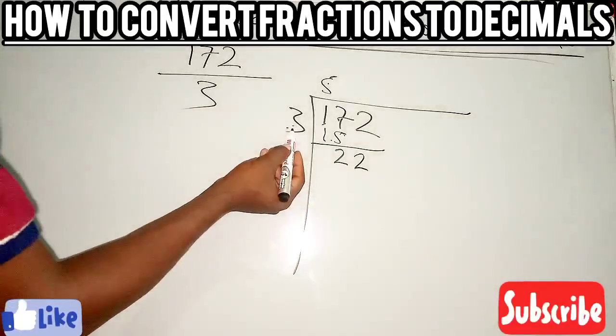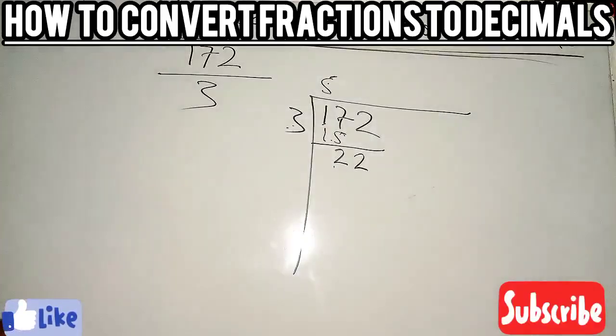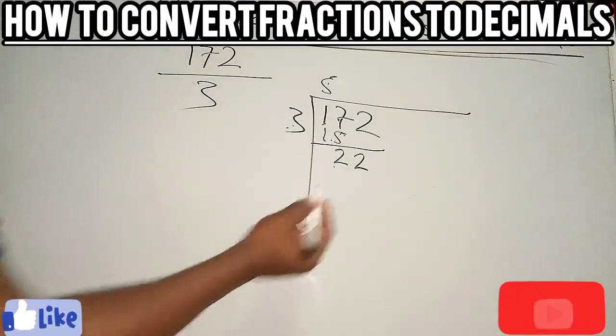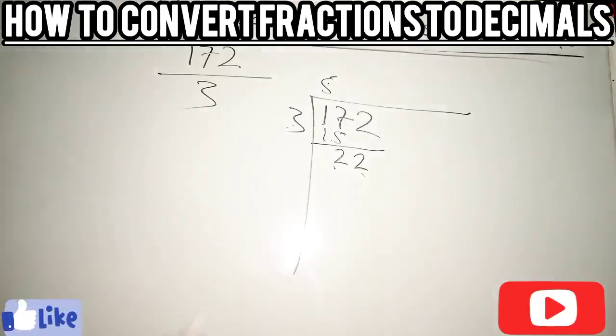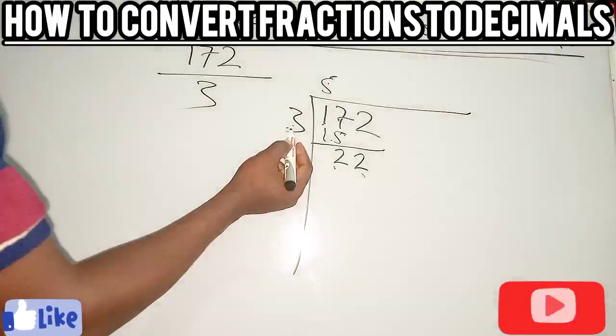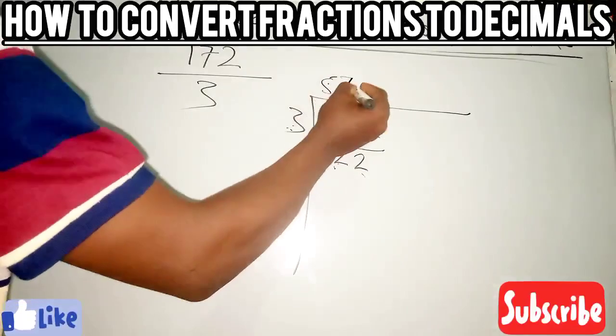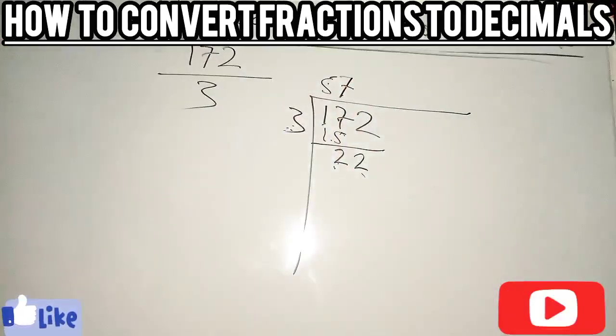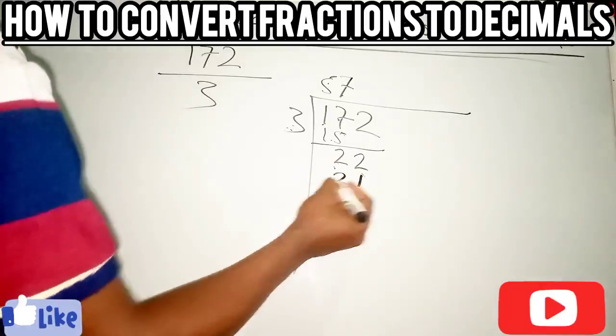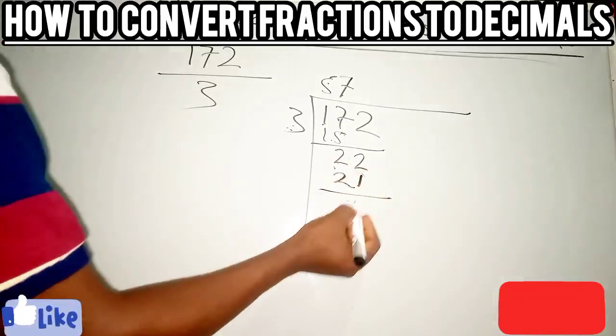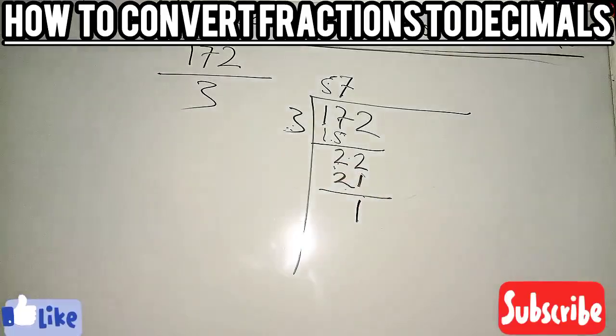Okay. Can 3 go into 2? No. So what do you do? We attach this number to the first one to make it 22. Can 3 now go into 22? Yes. How many times? 7 times. 7 times 3 will give us what? 21. You subtract 21 from 22, you will now have 1 as a remainder.